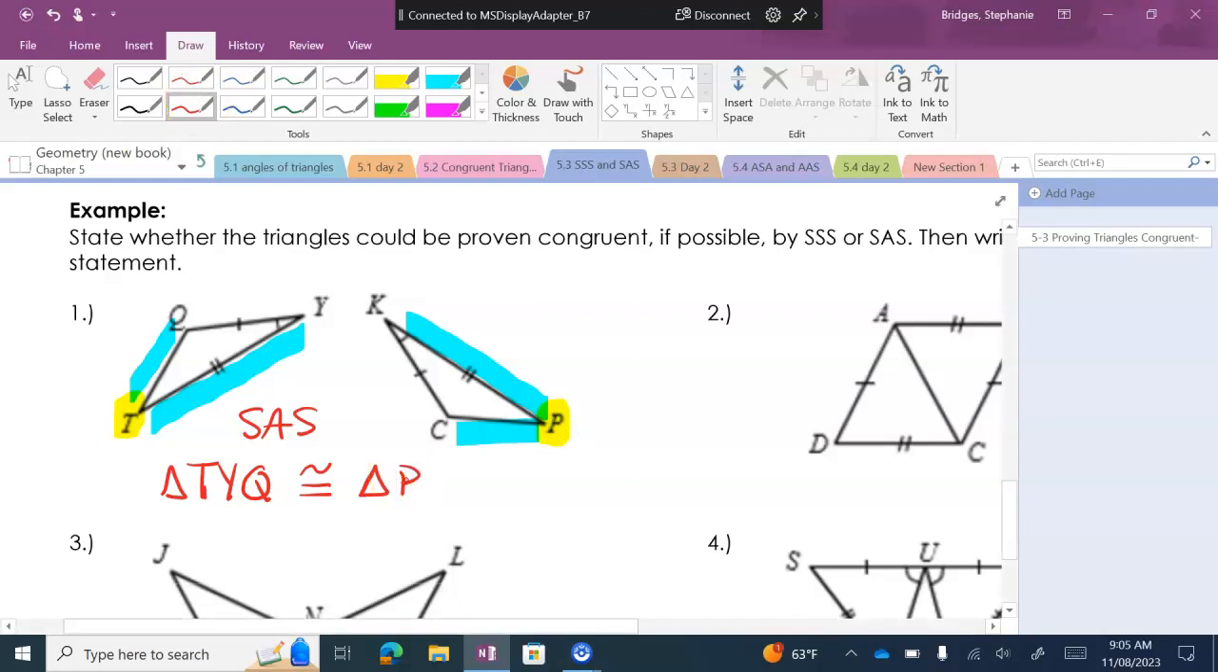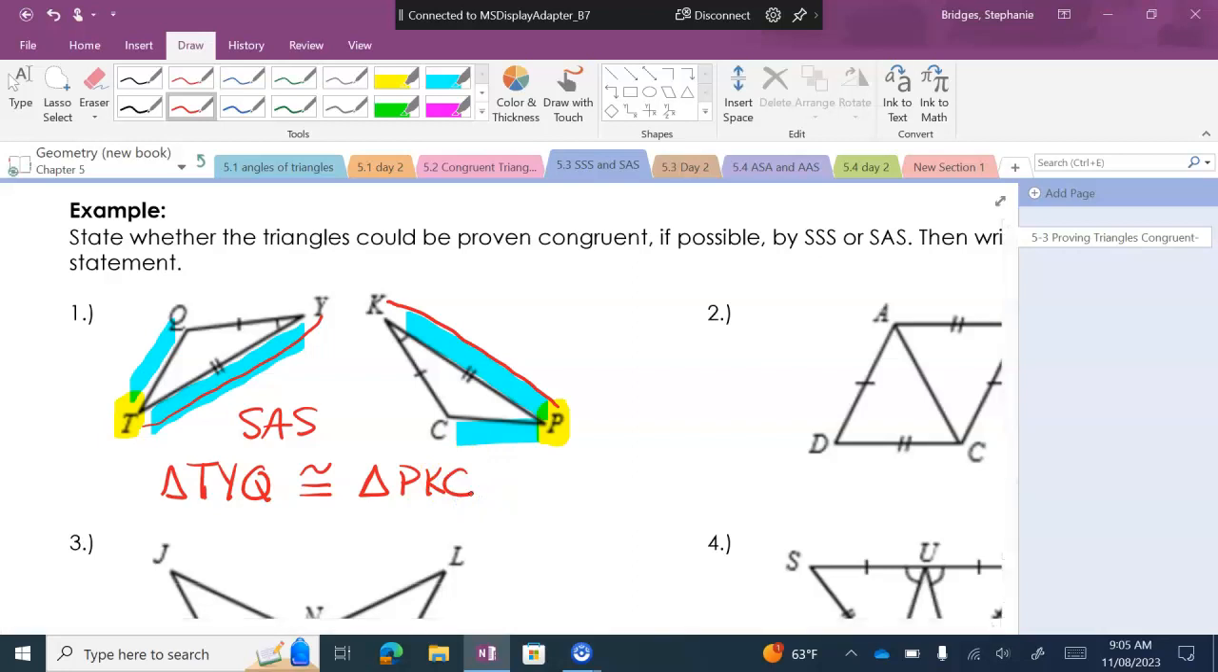P and T are in the same spot. And then we went from T down the two-sided figure to Y. So I'm going to go from P to the two-sided figure to K. And then what's last? C. Okay, those have to be in the proper orders.